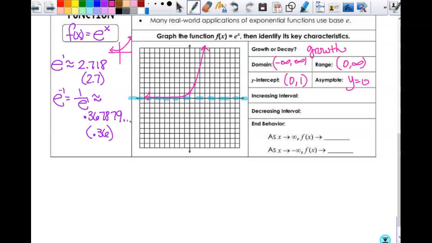Is this increasing or decreasing? Increasing. And it's going to be one or the other here. You're not going to have it parts and parts. So it's increasing from negative infinity to infinity, and it's decreasing none. In behavior, as x approaches infinity, f of x approaches infinity. And as x approaches negative infinity, f of x approaches 0.